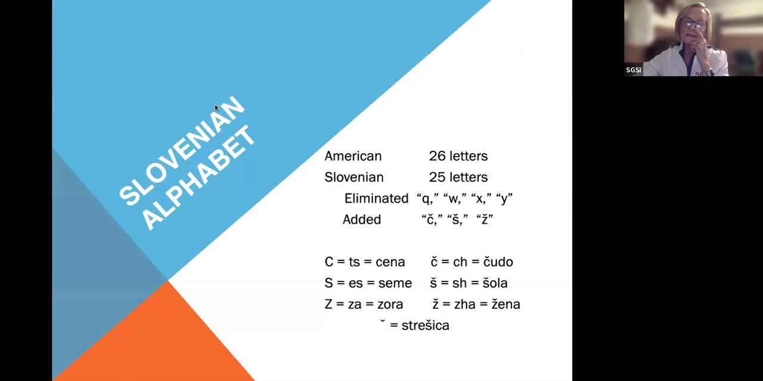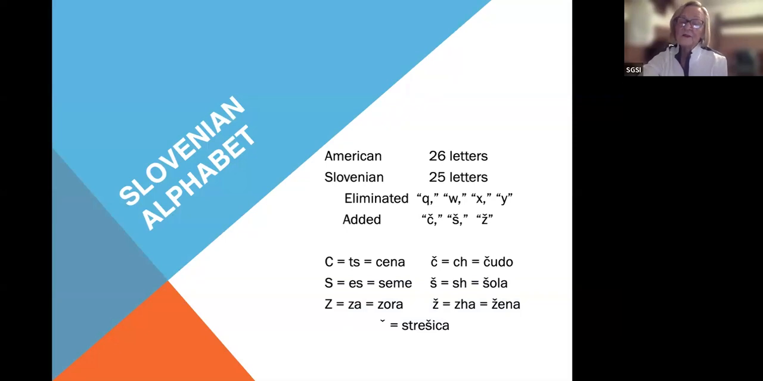Okay. The Slovenian language has 25 letters versus our 26 letters, and I think they would be called the Roman letters. But in Slovenian, they have eliminated the Q, the W, the X, and there's another one over here, the Y, I think it should be. The Q, the W, the X, and the Y.